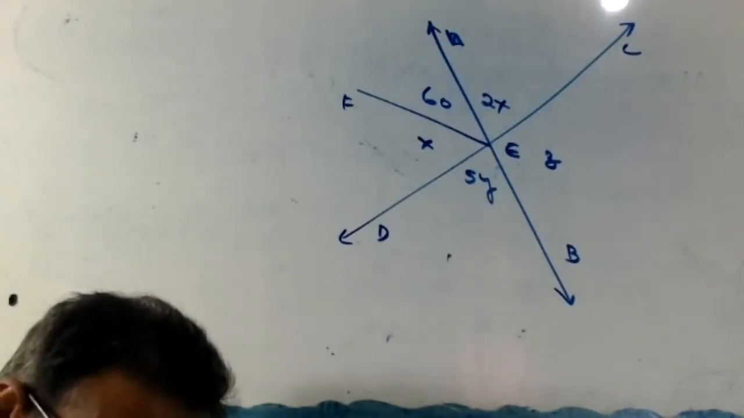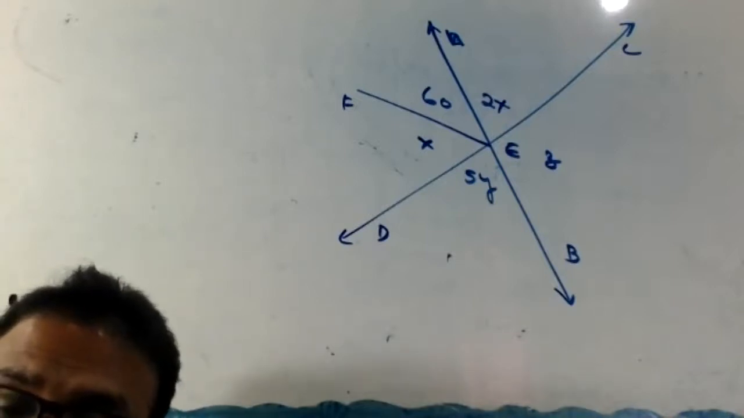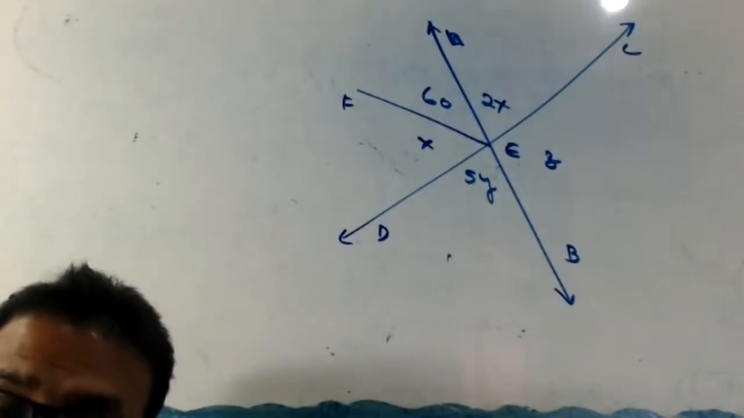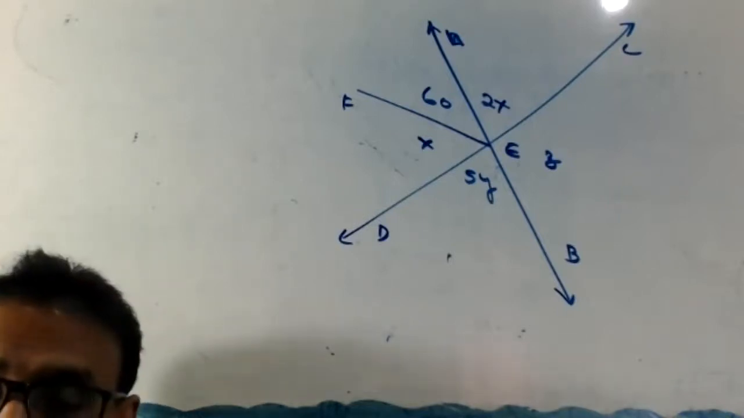X equal to 40. Y equal to 16. Z equal to 100. Okay, try now.